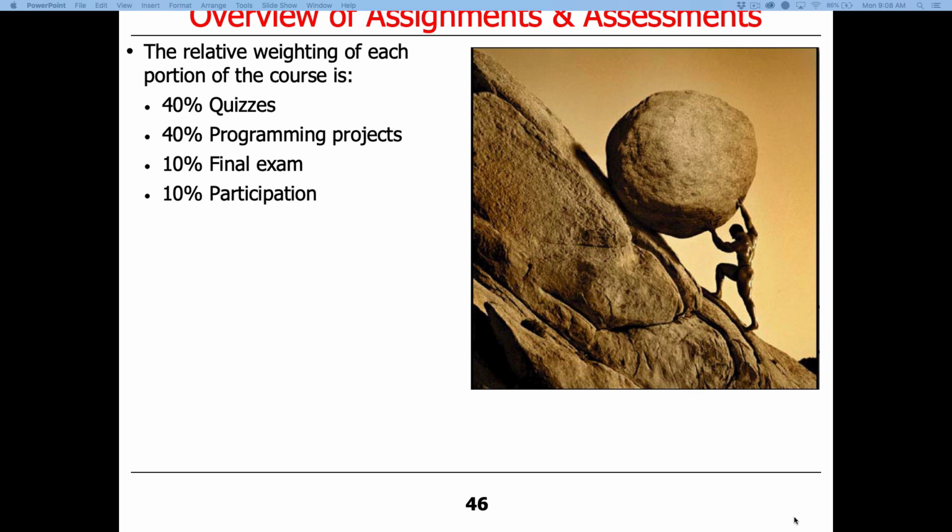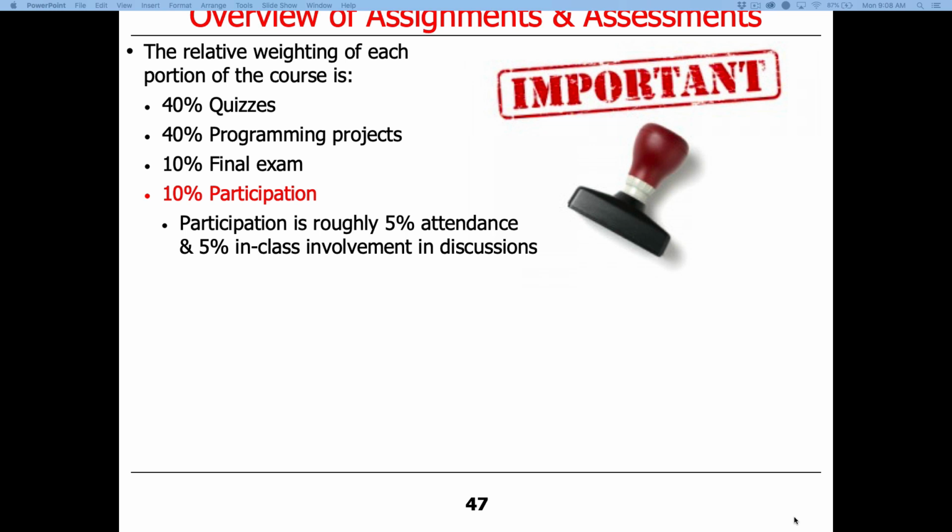You'll be fine. This is the typical weighting. Typically 40% for the quizzes, 40% for the programming projects, 10% for the final exam. Depending on various things, we sometimes don't have a final exam. Depends kind of how everything works out, but that's pretty common. And then the other thing that's important is 10% participation, which is basically 5% for showing up and just being in class, and then another 5% for being involved. And being involved really means coming to class and participating, and we'll talk about how to do that in a second.